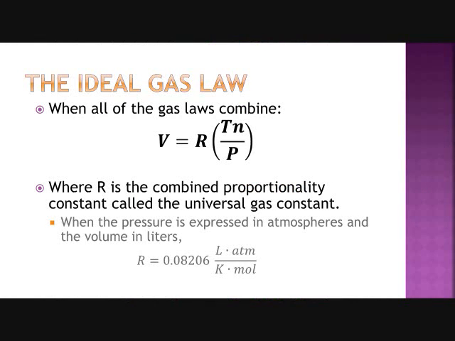Chemistry 1, we learned about the ideal gas law. So we have lots of different gas laws which we don't focus on in this class because everything can be derived from the ideal gas law. So when you combine them all together, we get this number.